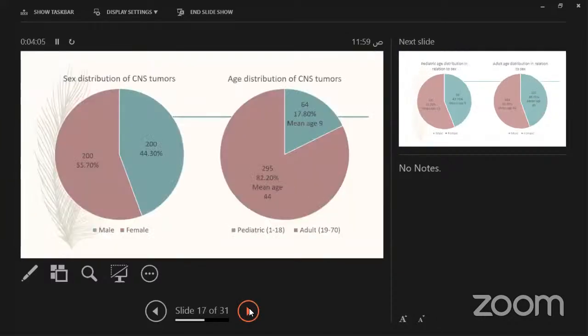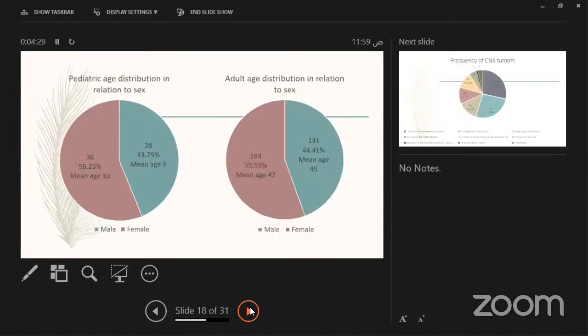The population of this study is composed of 359 patients divided into small group, pediatric group from 1 to 18 age. It represents 17% with mean age 9, while the adult group from 19 to 77, and it represents 82% with mean age 44.